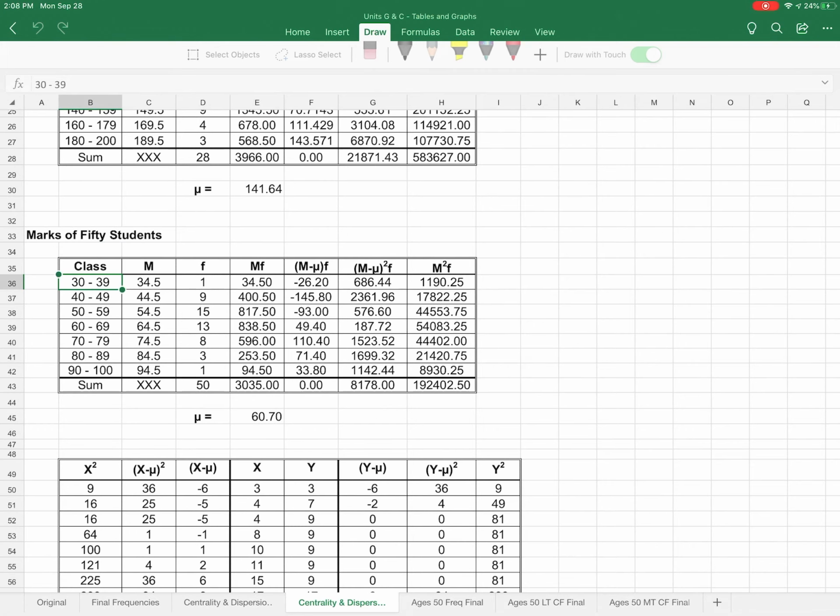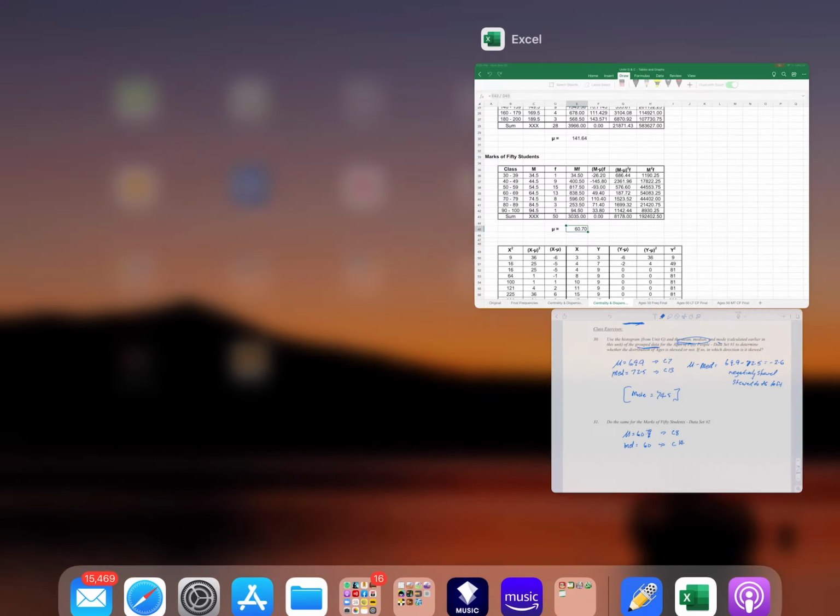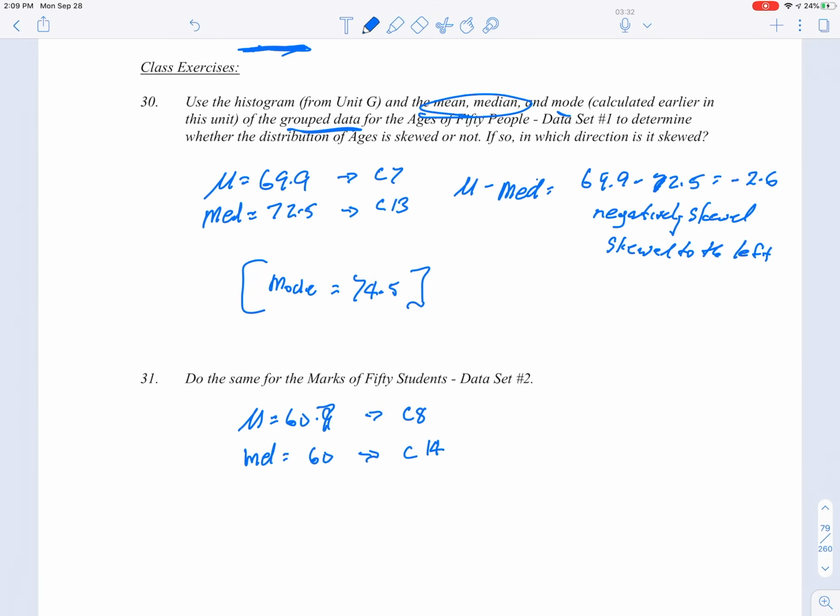Now, for the marks of 50 students, same sort of thing. So for the class of the 30s, we took the class mark times its frequency, gave us the MF value. And we did that for each of the classes, added them up, divided through by 50, and we end up with 60.7 as the mean there. So that's what we've got there.